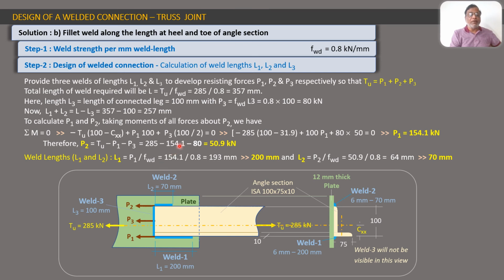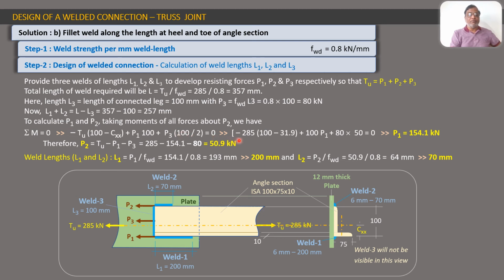So we will get P3 into 100 upon 2, this is 50. So this total will be 0, and this P3, you will see, is also having a clockwise sense of rotation. So we will get all this. Then the moment of P2 about P2 is 0, so that is not written here. So sigma M means moments of all the four forces about P2.